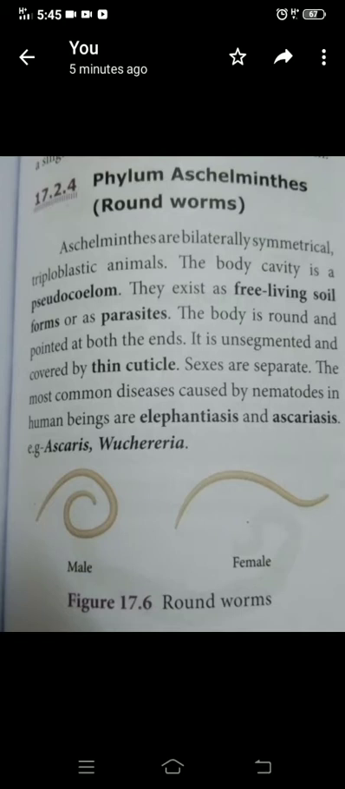Good morning, students. Today we are going to see the next phylum, Aschelminthes. First, we saw Porifera, Coelenterata, Platyhelminthes. Now we are going to see Aschelminthes. Aschelminthes is otherwise called roundworm. So, roundworms are also worms only, but they are roundworms.